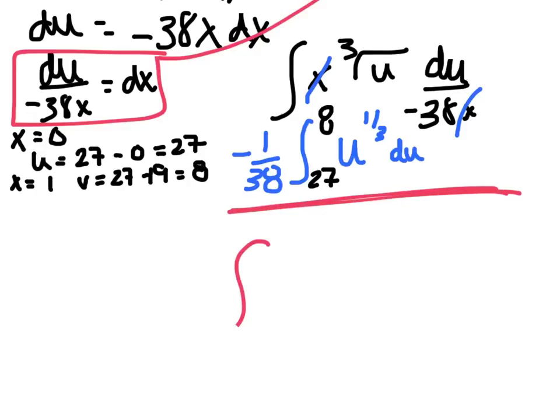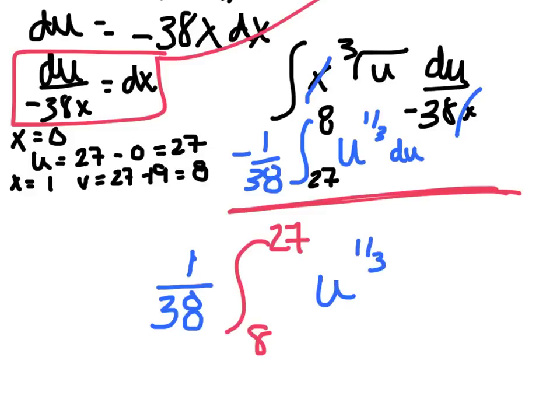So I do have to switch them, if I want to move the 8 and the 27, to make sure my lower bound is the low number and my upper bound is the high number. I do have to now make this a negative, which will, in turn, make it a positive. So I am integrating. I have 1 over 38, the integral from 8 to 27, of u to the 1/3 du. Okay, again, I had to switch my bounds, so I had to make this term negative.